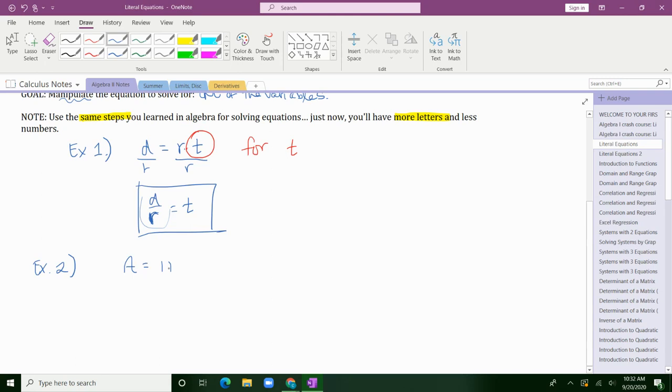So let's go to another example, and let's do this formula. And these are going to bring back some good memories from your past math classes. A equals pi r squared. And you'll better remember what that formula is. That's the area of a circle, and we're going to look for r.